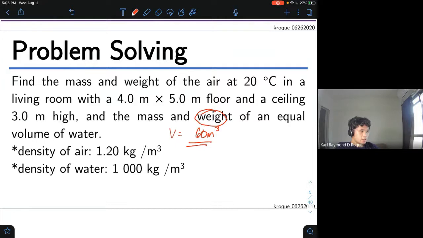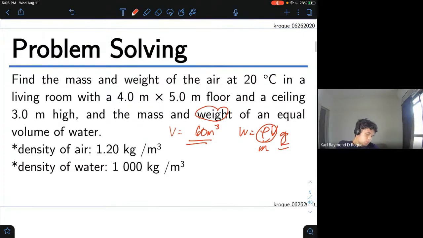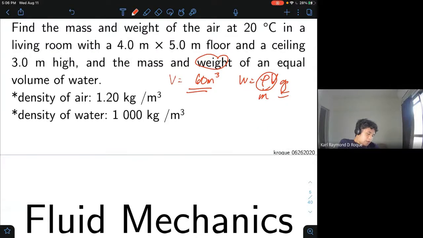Paano ulit kunin yung weight? Mass times gravity, mg. No? So, weight, wala lang, baka lang interested kayo. Weight equals rho vg. Ito, this one is mass. This one is g, acceleration due to gravity. So we just do accordingly. For air, rho v equals to mass equals 72 kg. Weight equals to mg equals to 700 newtons.